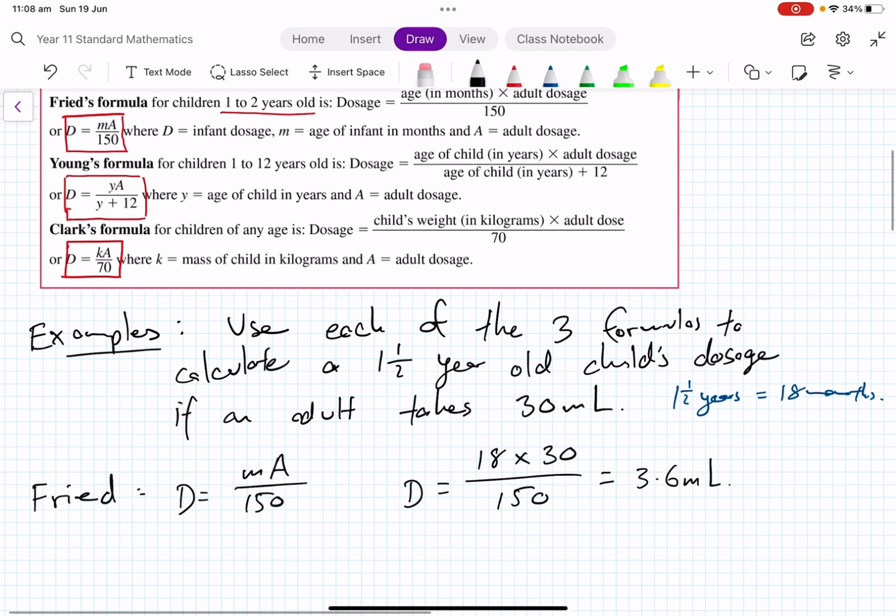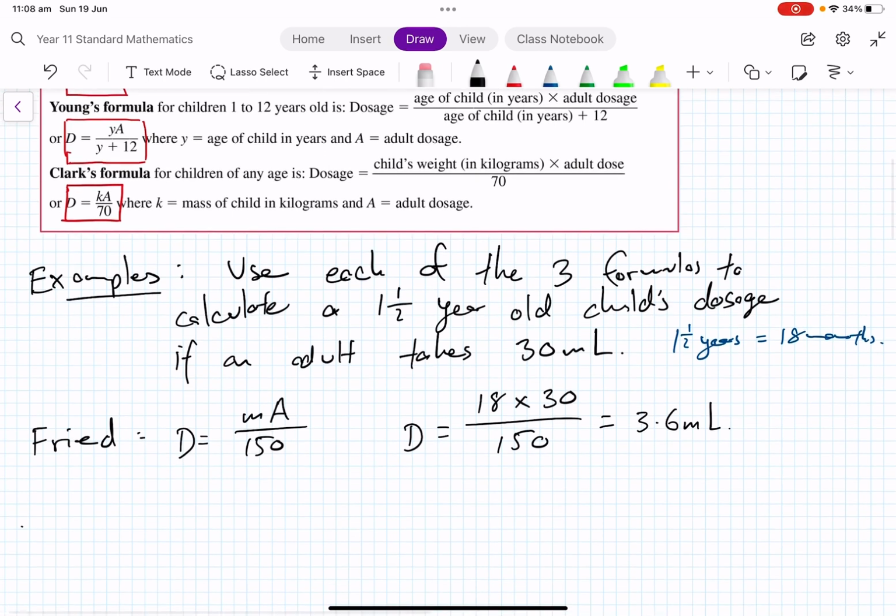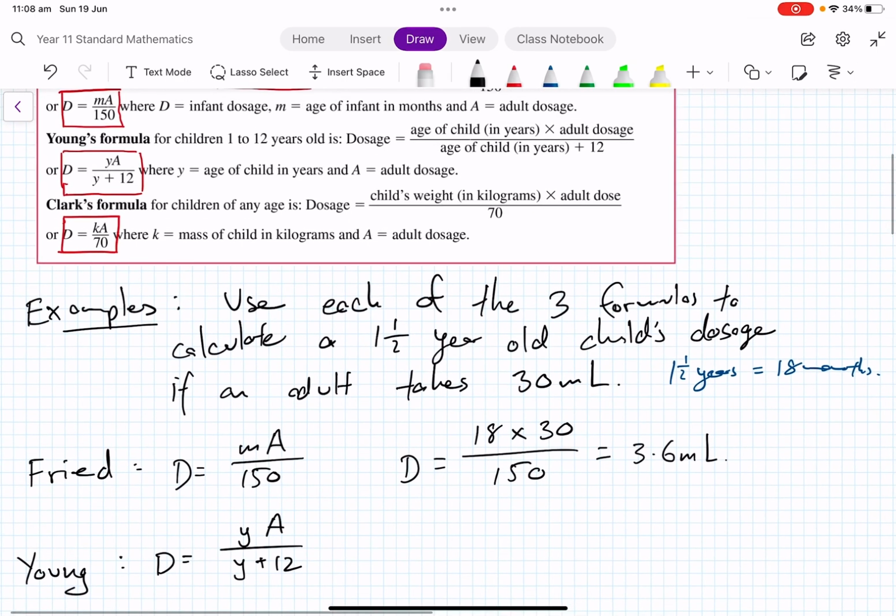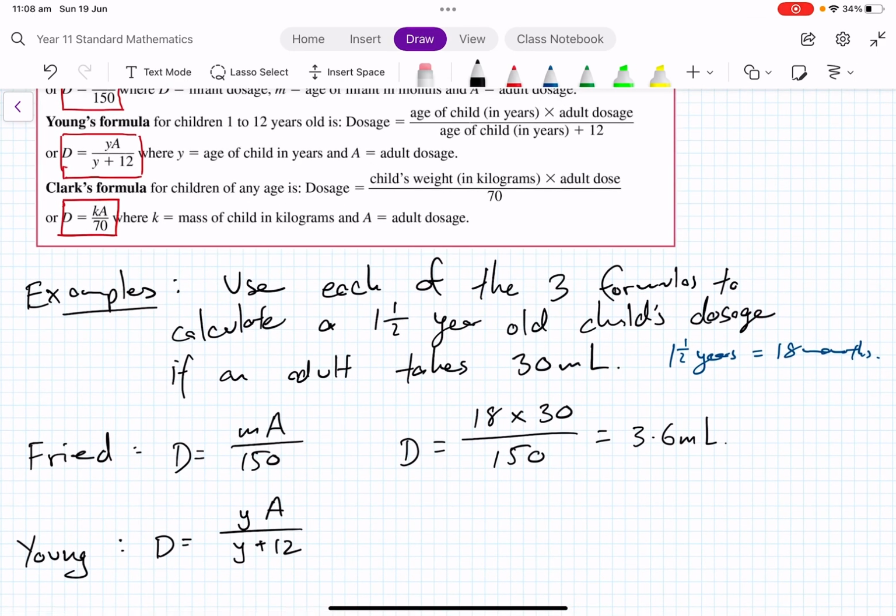Which is quite a small amount, but you need to give a small amount of medicine in small cases. Okay, Young's formula, let's try that one. So that one is D is equal to YA over Y plus 12. Now, Y, of course, is in years. Now, we're going to do 1.5. So in this case, the dosage is going to be 1.5 times the adult dosage of 30 over 1.5 plus 12.